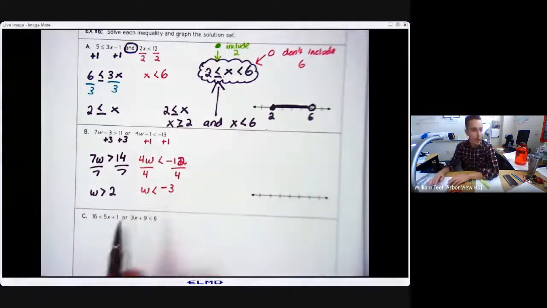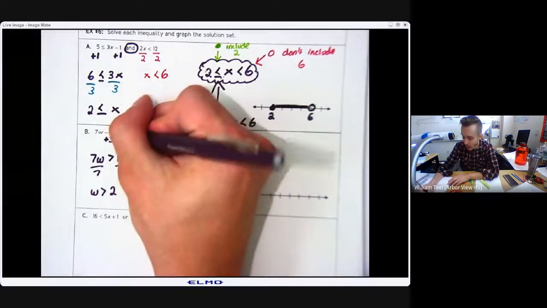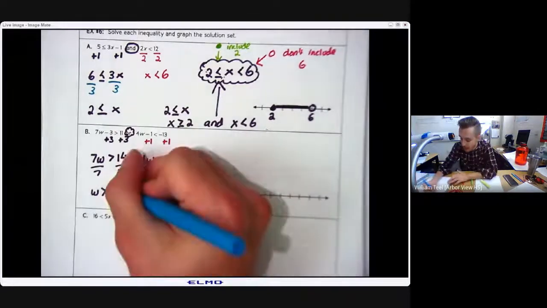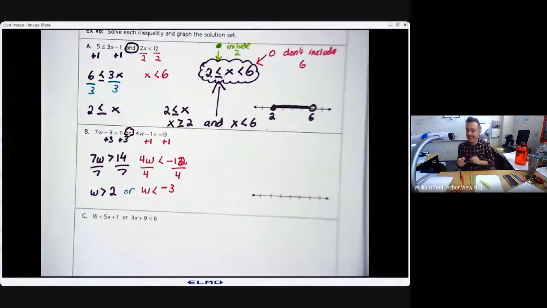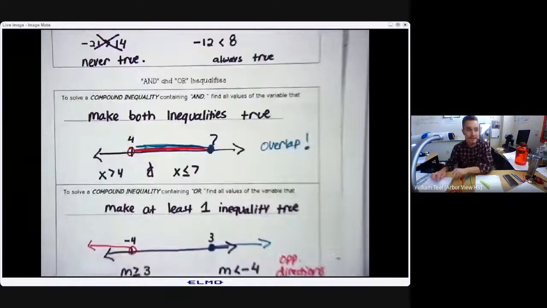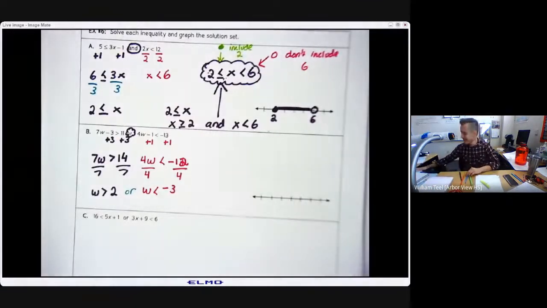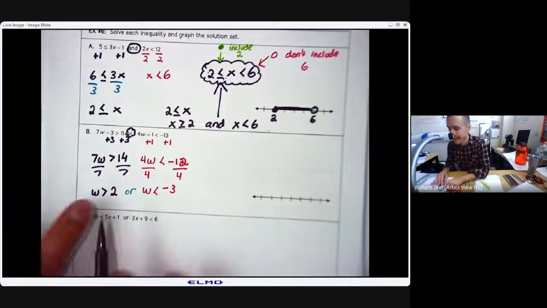So since I have an or up here, this or is going to go in the middle of the 2. W is greater than 2, or w is less than negative 3. If we remember back to the last page, we said that or graphs go off in separate directions, so we're not going to have overlap here. We're going to have opposite directions. So if we take a look at this, w is greater than 2. That is going to be the one that's going to be on the right-hand side.